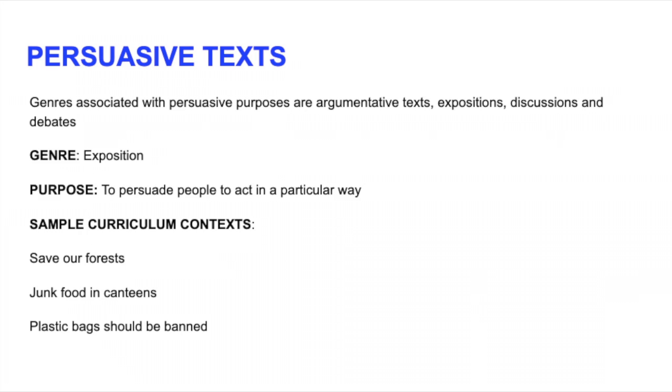And just a little bit on persuasive text, because I know that some of you are also doing that within your assignment. So basically, the genre associated with persuasive purposes are argumentative text, expositions, discussions, and debates. Most of you are looking at expositions. What is the purpose? Obviously, to persuade people to act in a certain way. Sample curriculum contexts, we could have topics like save our forests, junk food in canteens, plastic bags should be banned. And there's a lot of things online, obviously, that you can use for your text one.